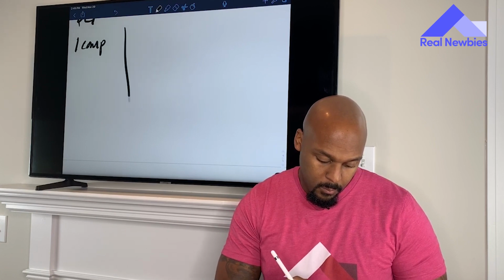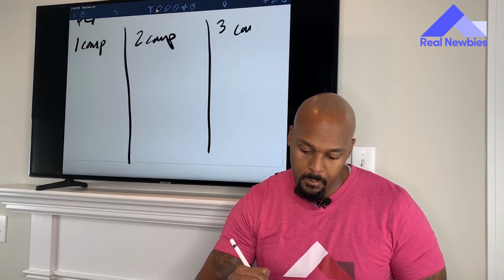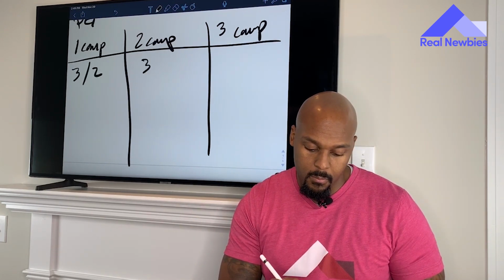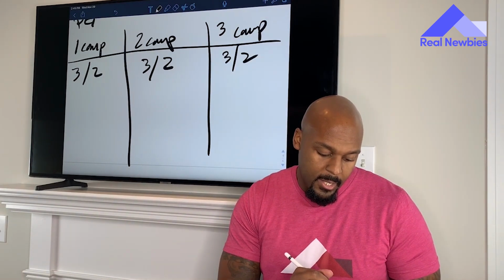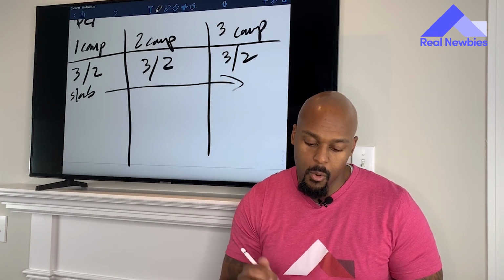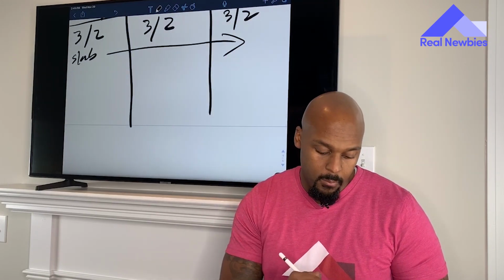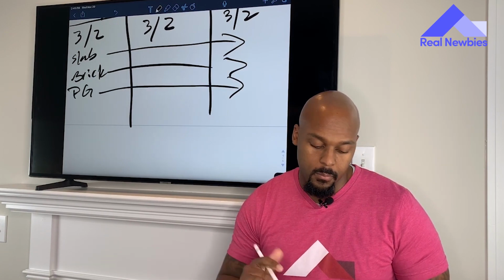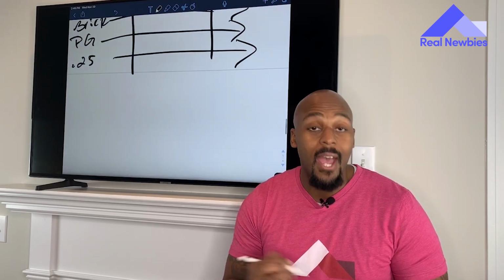Let's see. Comp number 1. Comp number 2. And comp number 3. And we're going to say all 3 of these houses have 3 bedrooms, 2 baths. They're all 3 and 2s. And we're going to say all houses are built on a slab foundation. So across the board, they're built on slab. Okay, and let's say across the board, all these houses are built out of brick. And they're all within the Poplar Grove neighborhood. And let's say they're all on a 1/4 acre lot. And let's say they all actually have a 1-car garage.